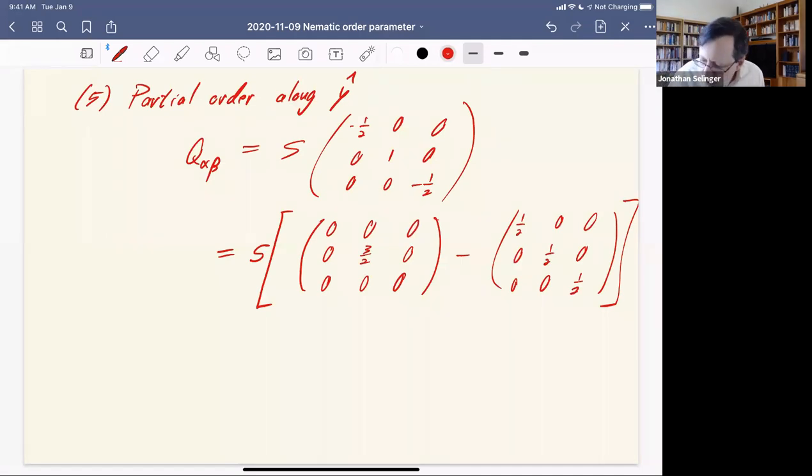Okay. This thing for sure is 1/2 of the identity tensor, delta alpha beta.